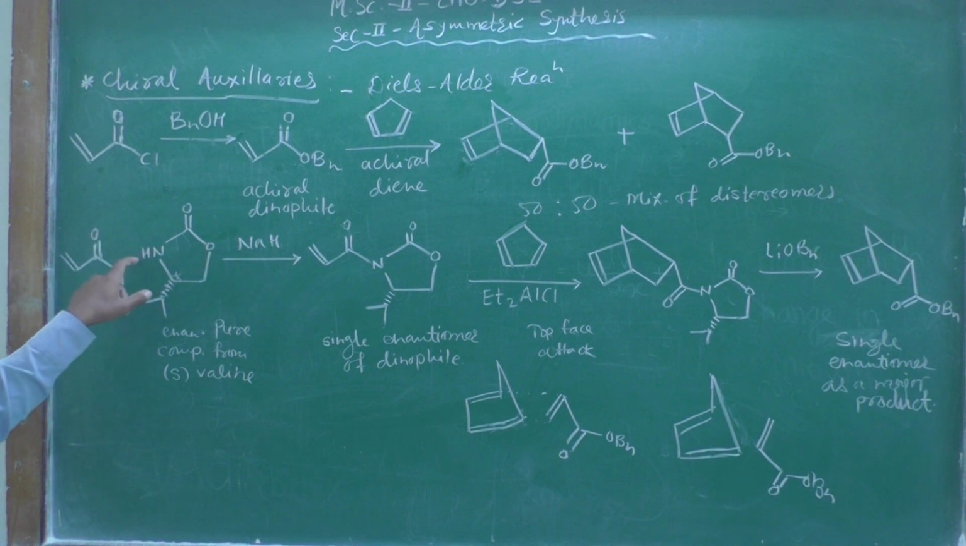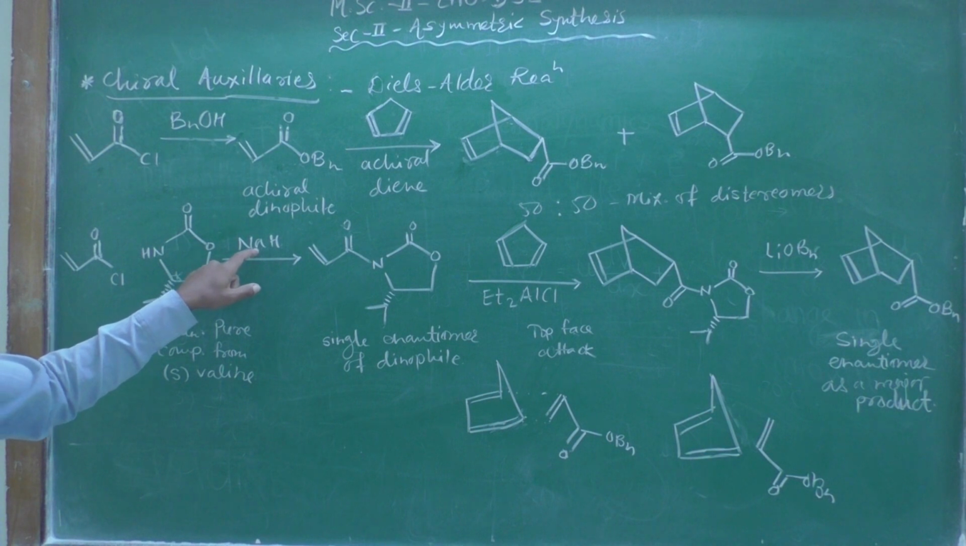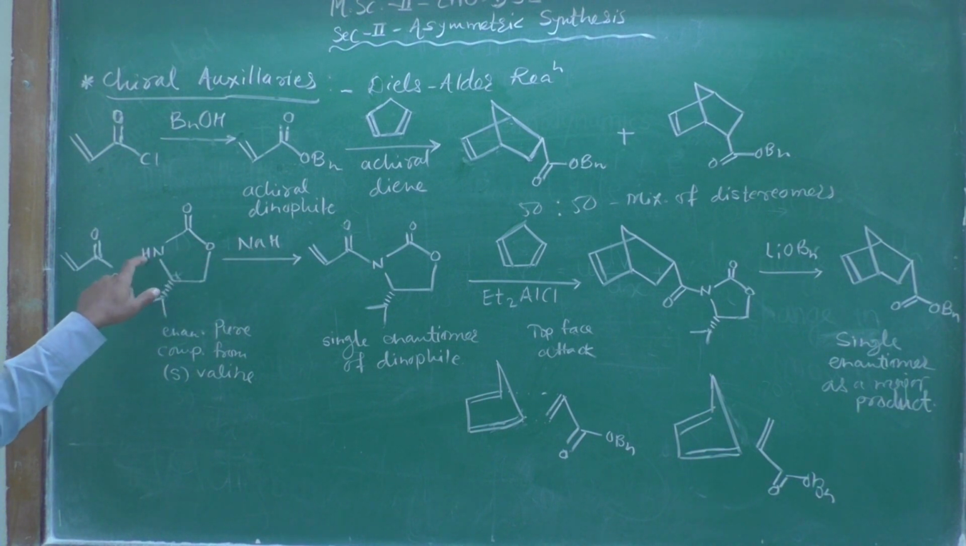Now there is an acidic proton on the nitrogen atom, so I am using a base, sodium hydride. This sodium hydride abstracts this proton, converting this NH to N minus. So a nitrogen nucleophile will be generated, N minus, and this N minus will attack this carbonyl.